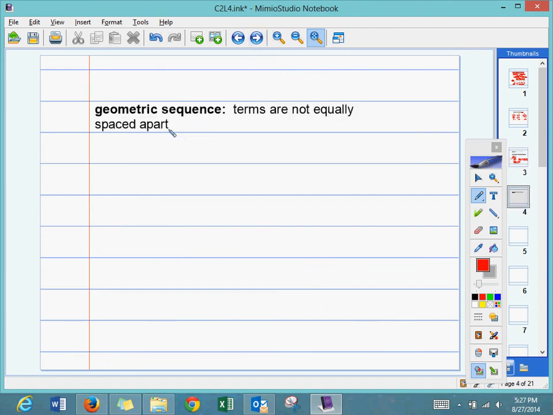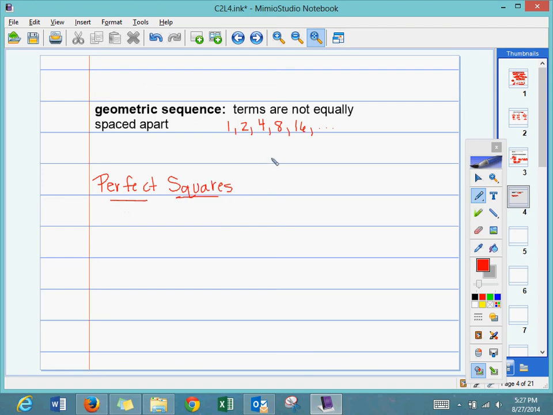Now, another type of sequence is a geometric sequence. Terms are not equally spaced apart. So here's an example: 1, 2, 4, 8, 16, etc. Notice that the differences here would be 1, then 2, then 4, then 8. So they're not equally spaced apart. These are a little bit trickier to figure out the rule for. But one very popular and useful sequence is the list of perfect squares.